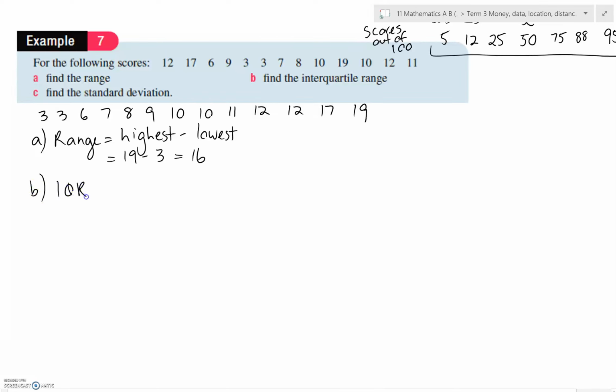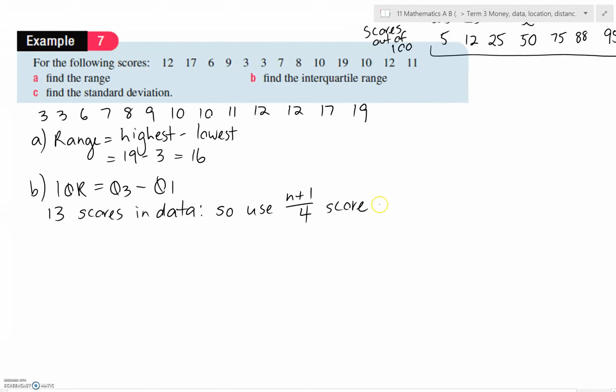The interquartile range is found by having Q3 minus Q1. So what we have to do now is go away and actually find Q3 and Q1. Okay, so remember there were 2 formulas to do this. There's 13 scores in our data, so that means we've got an odd number of data. So we can use the n plus 1 over 4 formula to tell us where Q1 is.